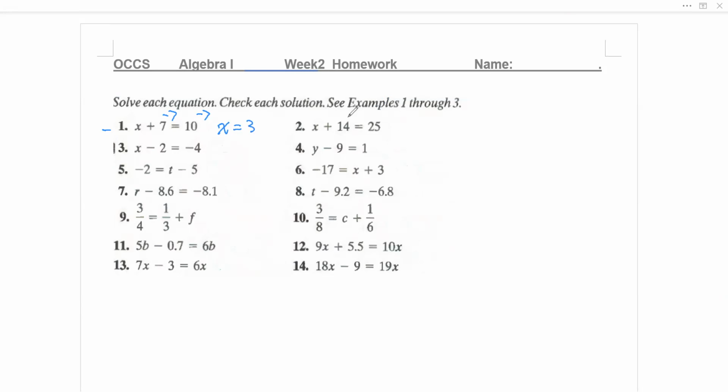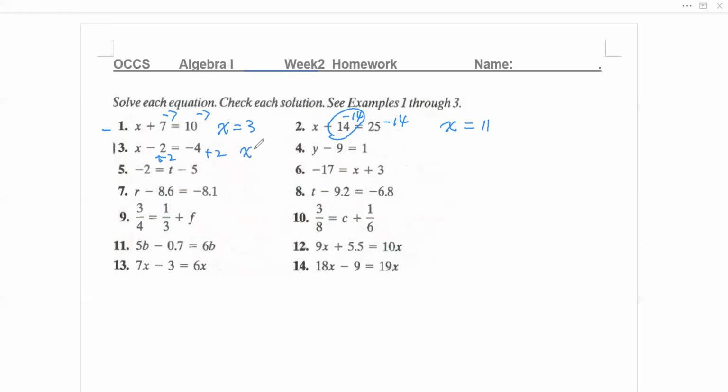Some of these are the same kind of thing, minus 14 in equation 2, so this part becomes 0, right? Both sides minus the same number, the equation still works. So after reorganizing, you can see x equals 11, right? For this part, you can see the number 3 here, both sides plus 2, both sides plus 2.